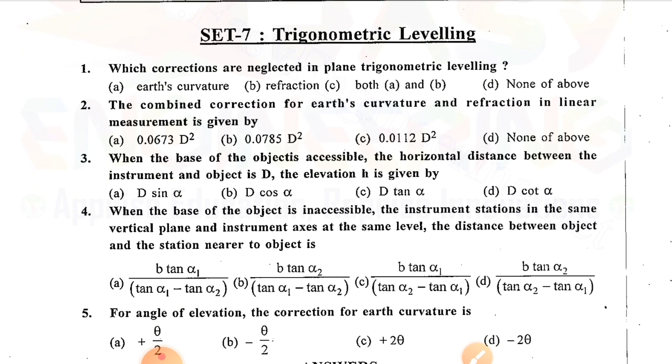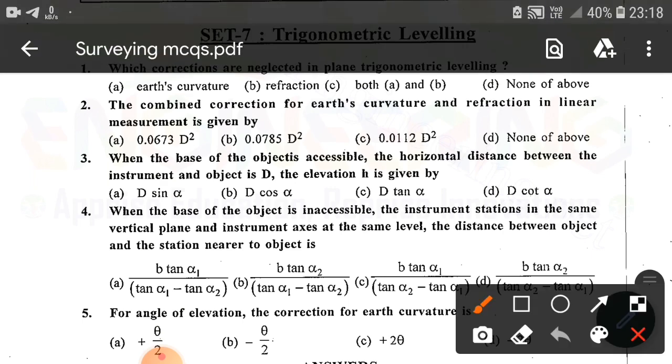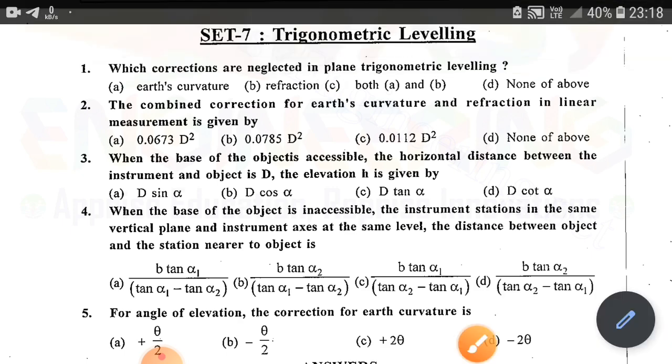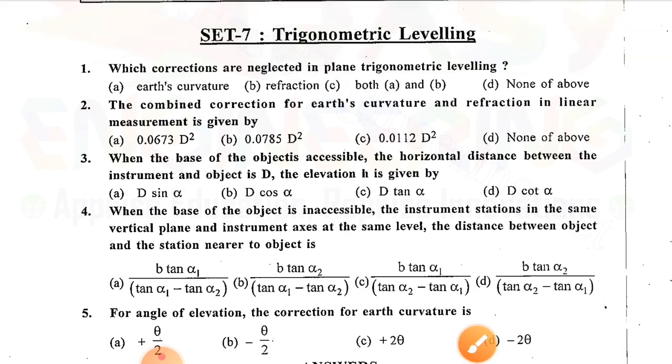Question number 1, which corrections are neglected in plane trigonometric leveling? Option A, Earth's curvature. Option B, refraction. Option C is correct, both A and B. Question number 2, the combined correction for Earth's curvature and refraction in linear measurement is given by. Option A is correct, 0.0673 d square.